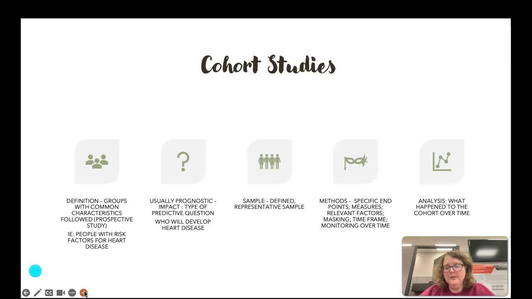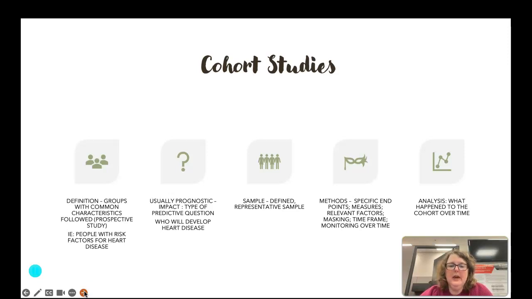Cohort studies are another study that we see in physical therapist research. The definition of a cohort study is groups with common characteristics are followed in a prospective manner looking for an outcome of interest. For an example, people with risk factors for heart disease. These look at prognostic factors to determine if there are certain factors that may predict a certain condition developing. Who will develop heart disease, for example?